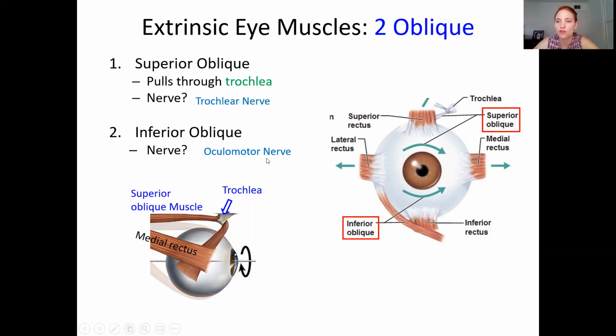So the oculomotor nerve controls 4 of the extrinsic eye muscles. It controls the superior rectus muscle, the medial rectus muscle, the inferior rectus muscle, and the inferior oblique, all by the oculomotor nerve. Then we have the 2 other ones that are controlled by their own special nerves. That is the lateral rectus. Lateral rectus is controlled by the abducens nerve because it abducts the eye. And then the superior oblique muscle is going to be controlled by the trochlear nerve because it runs through that trochlea.